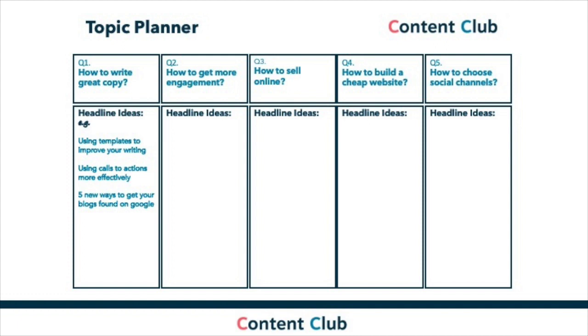We'll look at that a little bit later on anyway. Using call to actions more effectively, 5 new ways to get your blog found on Google. These are all things that I know about or people in the community know about, and we can create blog content about these things. And these don't necessarily have to be the headlines and titles that we use for blog content, but they can very much act as the thing on the list to create blog content for, and a really good starting point in order to decide the content that we create and how we create it.